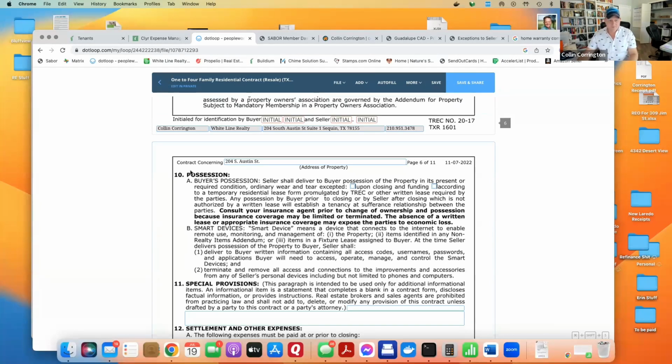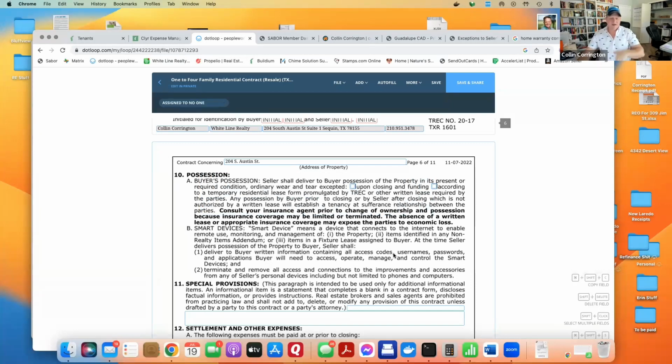All right, possession. When does my buyer get the keys? 99 times out of 100, it's upon closing and funding. Should they move in early and need to get the keys sooner, you need to have a temporary residential lease form. So, hey, they're going to move in on the 10th, but we're not closing till the 5th. You need to do that. Colin, do you do that a lot? More often than you think. I'd say probably 1 out of every 15 contracts.